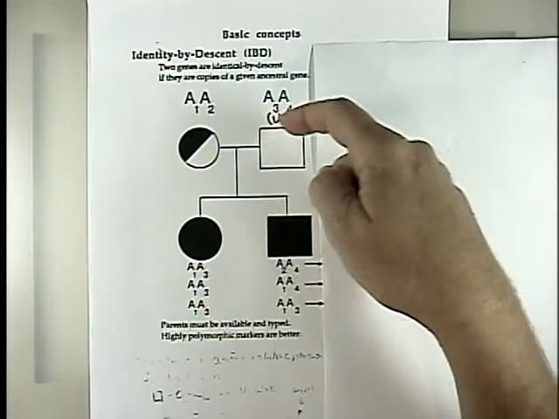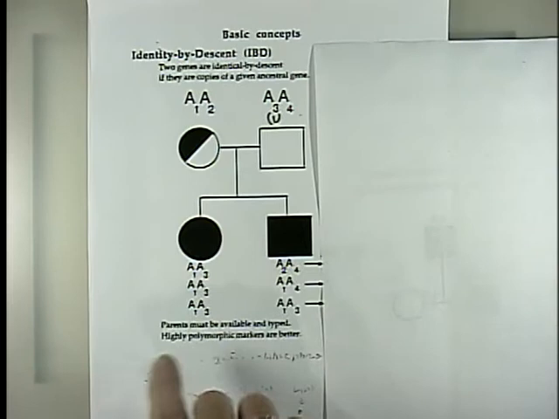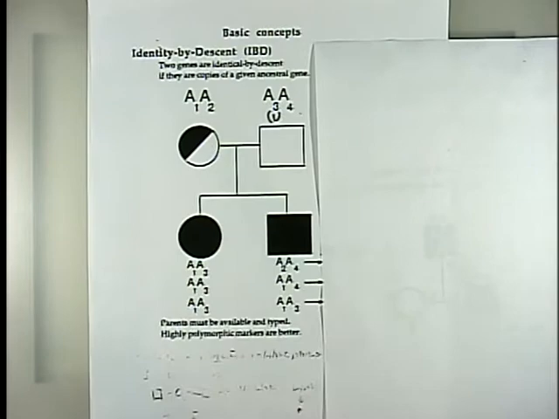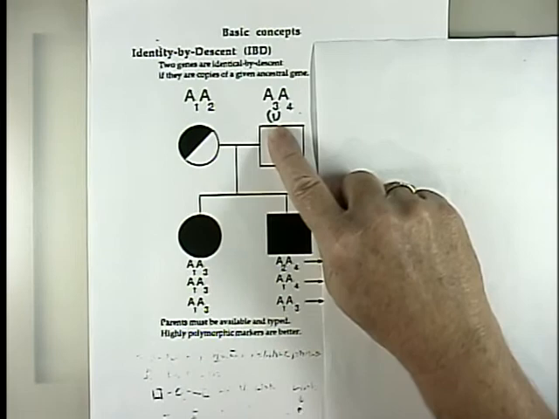She could have all of these different possible combinations, but it turns out that her genotype is 1-3. She got the 1 from her mother, she got the 3 from her father. We can very clearly figure out what she got from where. This is why these polymorphic markers are so nice, is you can see very clearly which allele came from which parent.